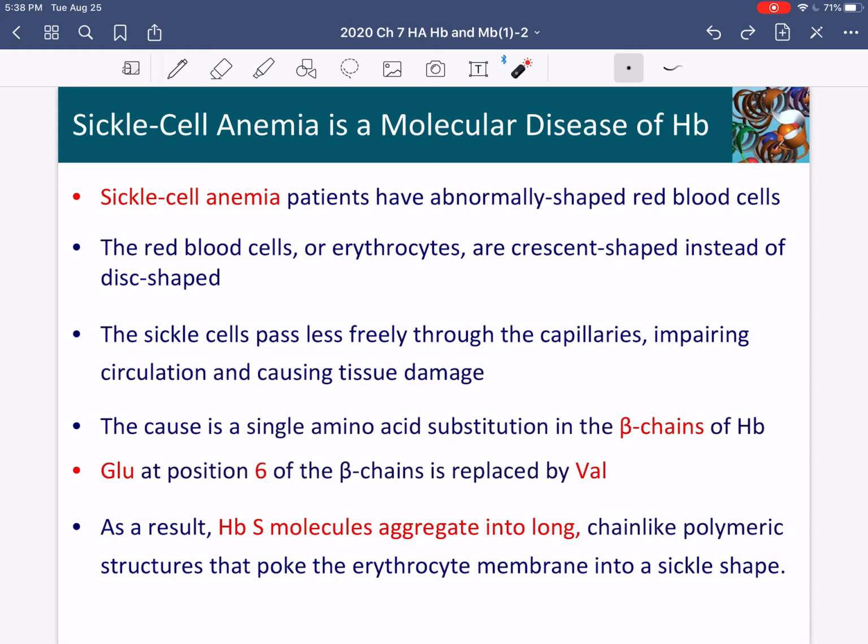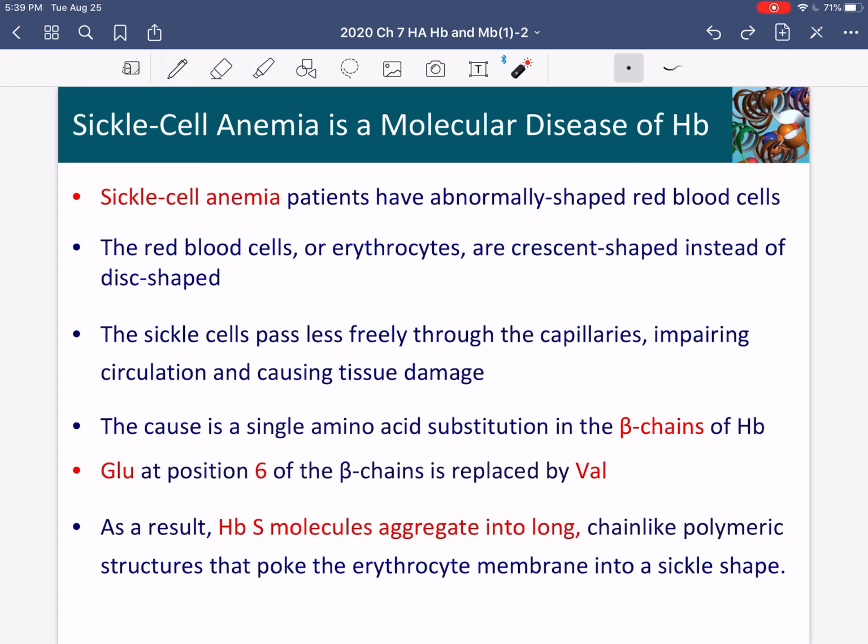So if they're misshapen, they can actually get stuck in the capillaries, or more likely filtered by the spleen. And that means that most of your hemoglobin is not making it to the tissues, and that's where the anemia comes in. It also can lead to a lot of pain in the bones and in the muscles, and it can even cause death.